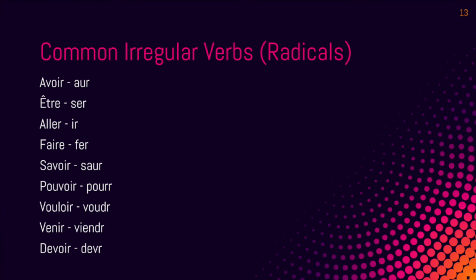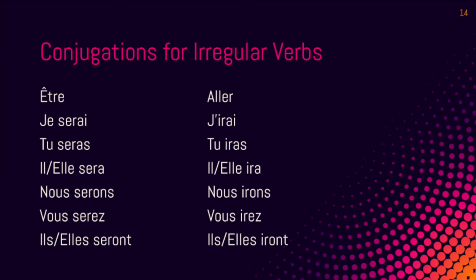Just like any other French verb tense, there are of course going to be irregular verbs. Here are a couple of the common irregular verbs and the radicals that are used in futur simple. When conjugating them, make sure to add the avoir endings at the end of each of the radicals shown below. Here are examples with être and aller. So it will be je serai, tu seras, il, elle sera, nous serons, vous serez, ils, elles seront. And for aller, it will be j'irai, tu iras, il, elle ira, nous irons, vous irez, ils, elles iront.